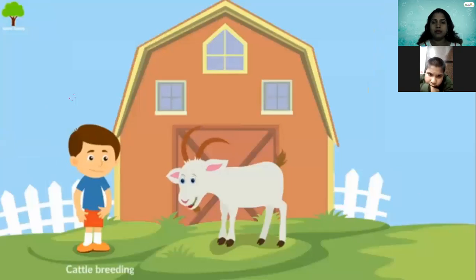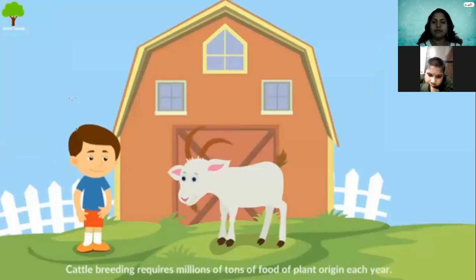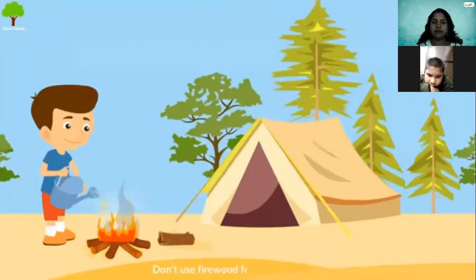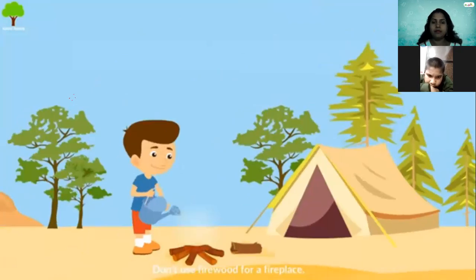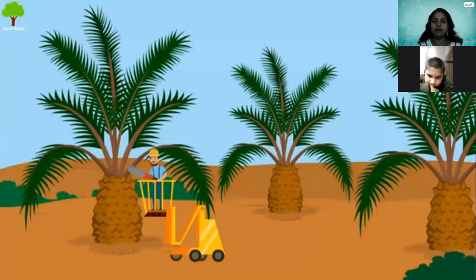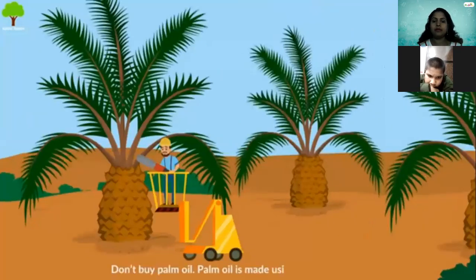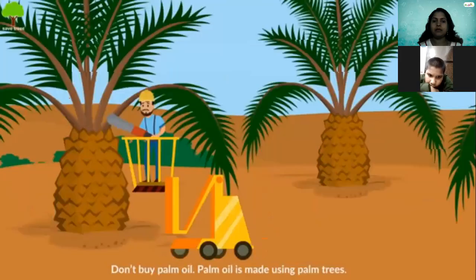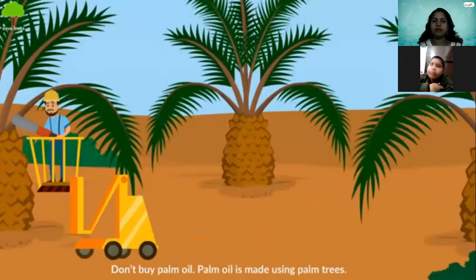Cattle breeding requires millions of tons of food of plant origin each year. Avoid eating meat and save plants easily. Don't use firewood for a fireplace. Make sure your personal comfort and luxury does not harm the whole environment. Don't buy palm oil. Palm oil is made using palm trees. Every hour, an area of about 350 football fields of wood is cut off for making this type of oil. This is definitely not a necessity.